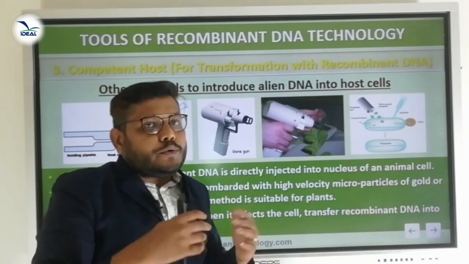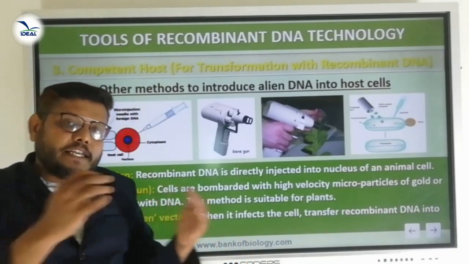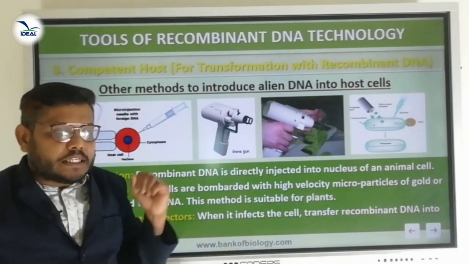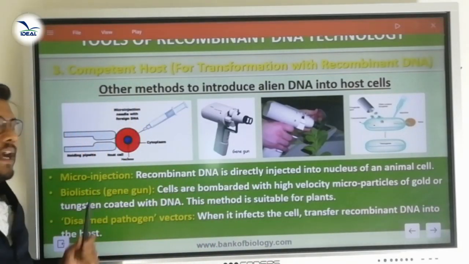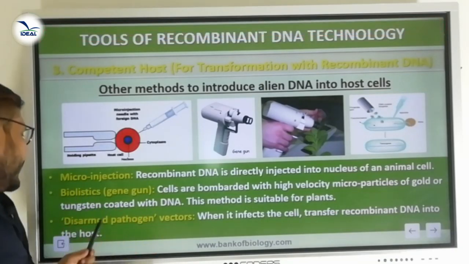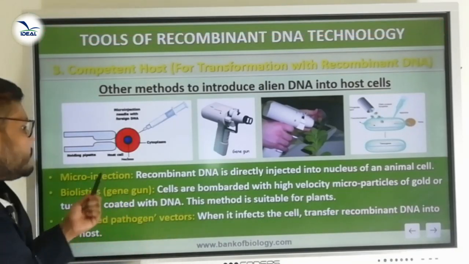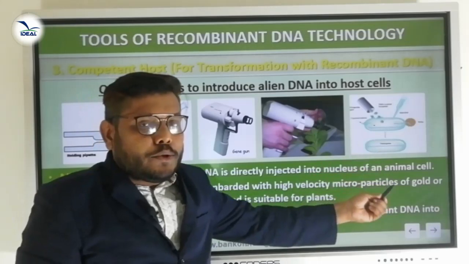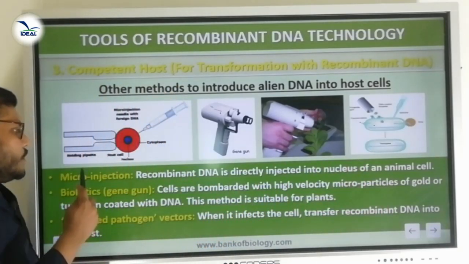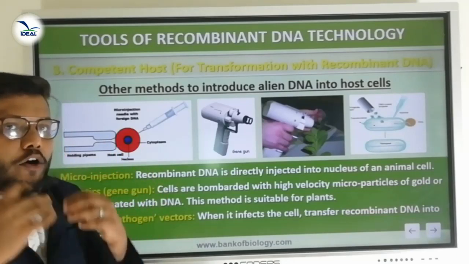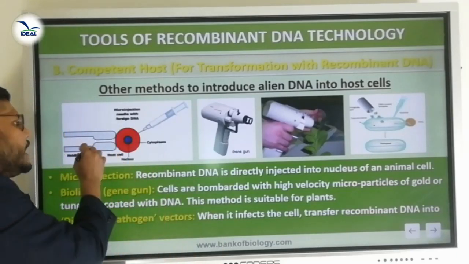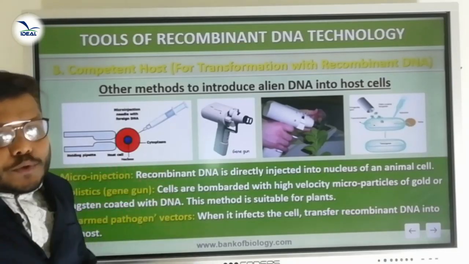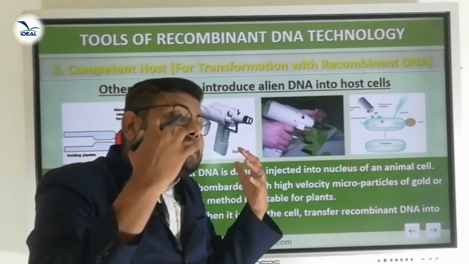Vectorless method means without using a vector we can transfer the gene from one bacterium to another cell. There are three ways to transfer a gene without using a vector. One is called micro-injection, another one is biolistic or gene gun method, another one is disarmed pathogen vector. What is micro-injection? The foreign DNA or recombinant DNA is directly injected into the nucleus of an animal cell. In this case, we are not using any kind of vector, so this is the vectorless method.